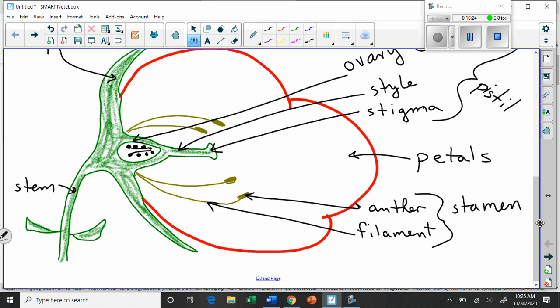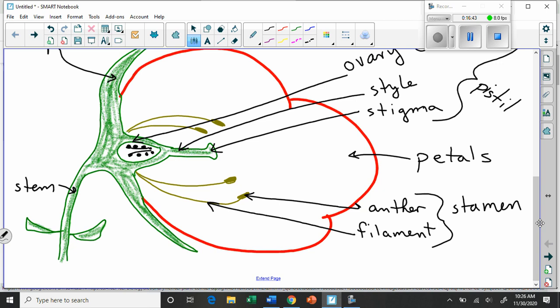Because what's going to happen is a pollinator is going to come along. Let's say it's a bee. Pollinators can be bees, they can be other bugs. In fact, sometimes even bats or moths. There are some flowers that use bats as pollinators. They're giant flowers in the tropics. You have to attract them.